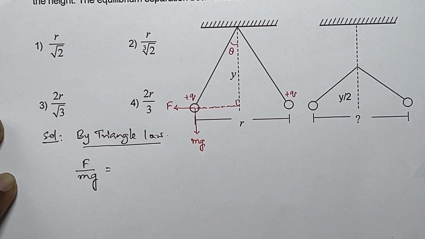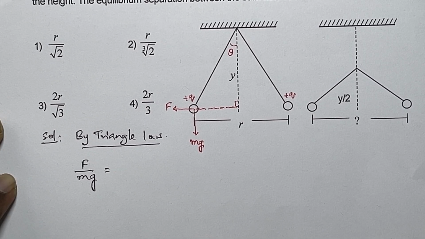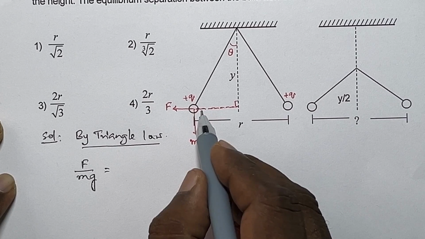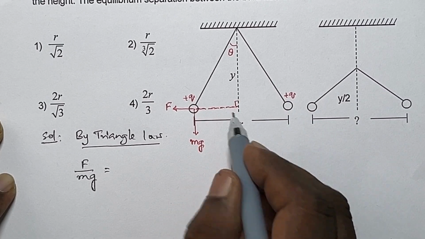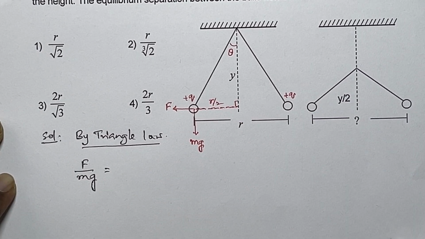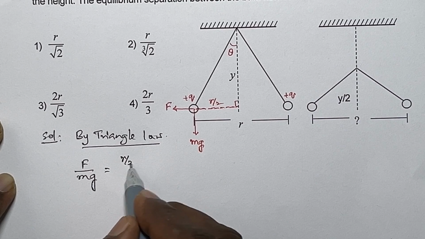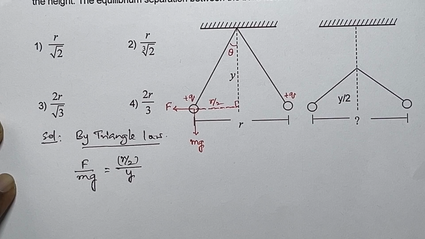If two forces are represented both in magnitude and direction by the two sides of a triangle taken in order, then the closing side, the third side, in reverse order will give its resultant. That is the definition. So F by mg is equal to, this is a perpendicular bisector. So this length is r by 2, so this is r by 2 by this one. This side is y. That's all.